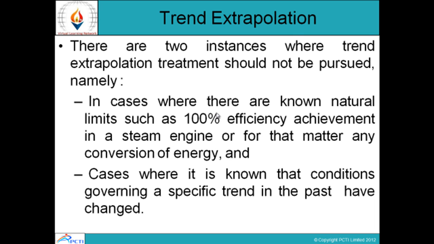Two examples were taken. First is the case where there are known natural limits, such as 100% efficiency achievement in the steam engine, or for that matter any conversion of energies. Second is the case where it is known that the conditions governing a specific trend in the past have changed. In the first we were understanding the efficiency of the steam engine, and in the second we were working on the governing conditions or trends in the past.